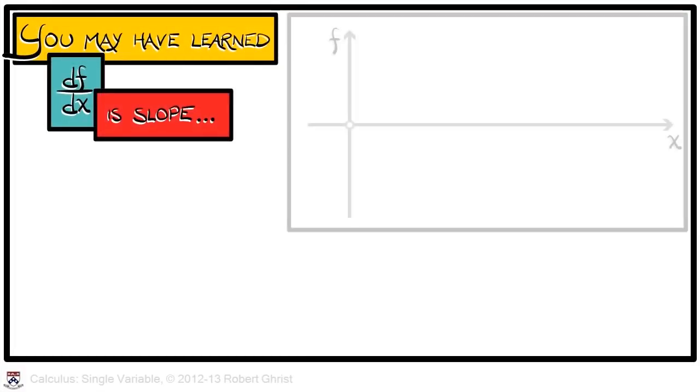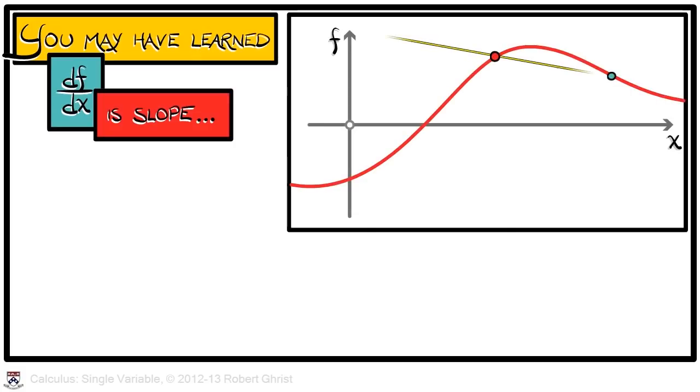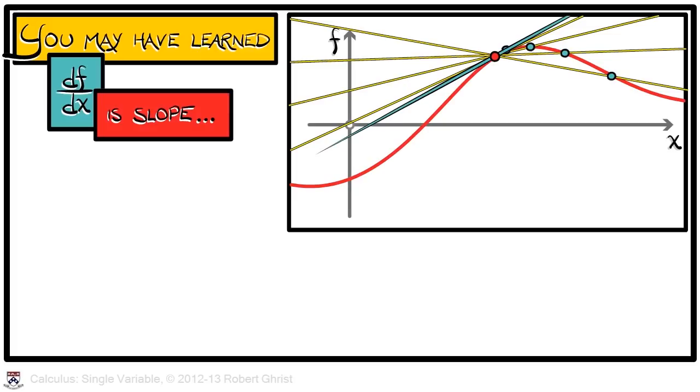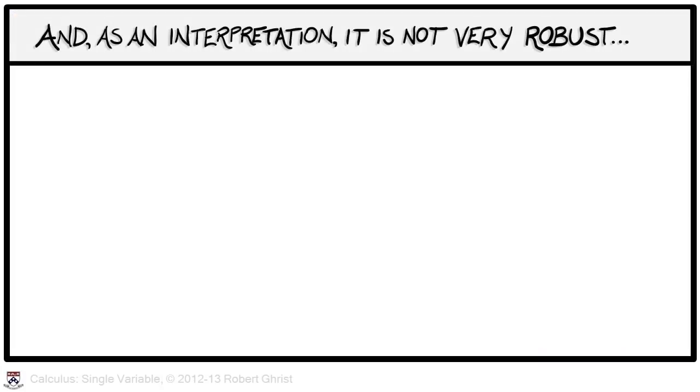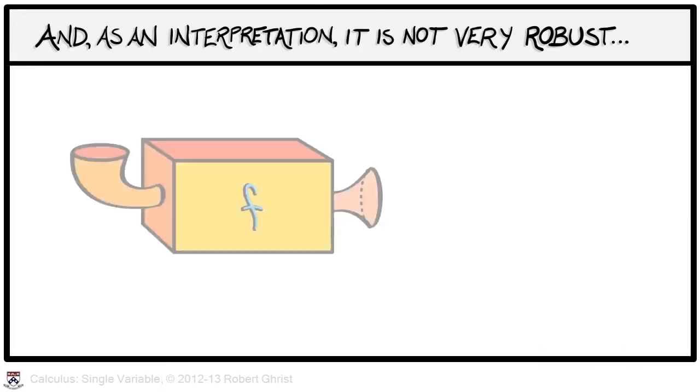In your introduction to calculus, you probably learned derivatives as slopes. Well, you may be surprised that we have not talked very much about slopes in this course thus far, and that's because slope is an interpretation of the derivative and not what it really means. It is not the definition. In fact, it's a pretty poor interpretation.